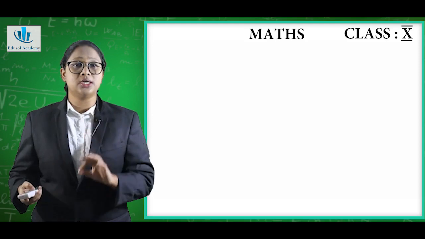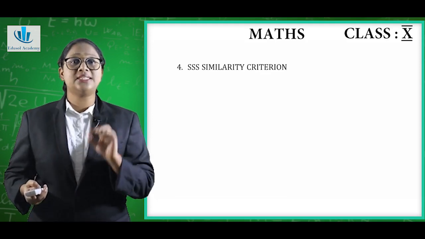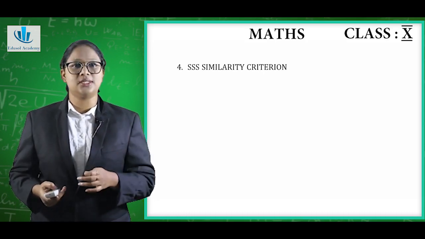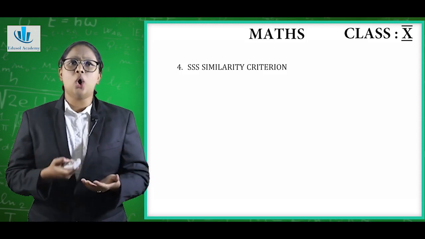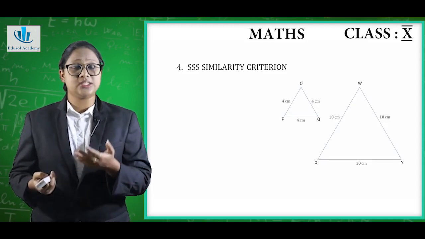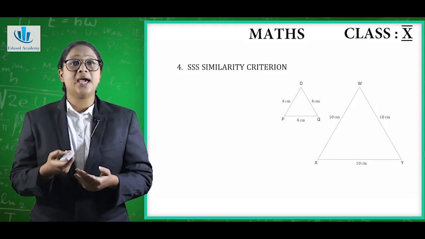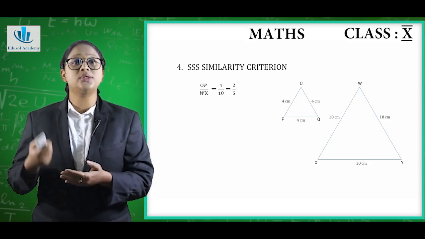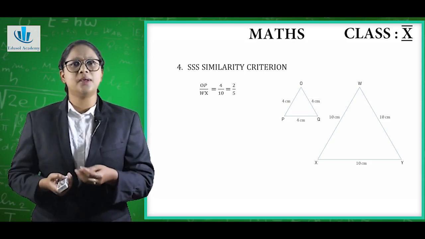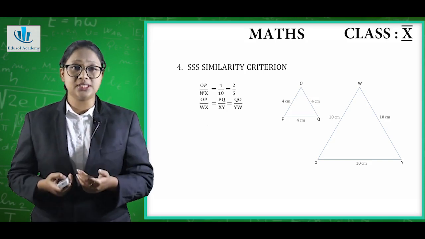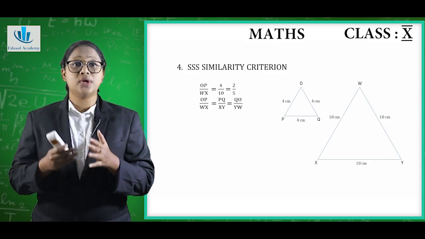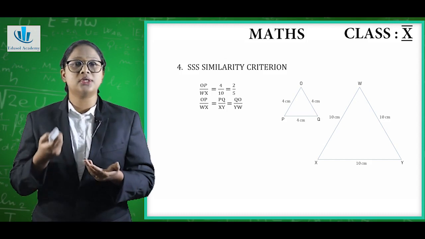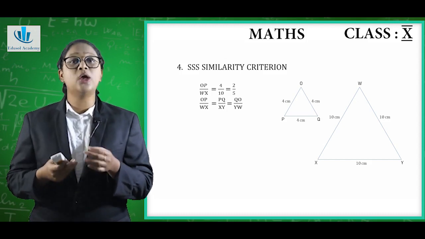Now moving on to the third criterion, that is the SSS similarity criterion or side similarity criterion. It's easy, as the name suggests, all the sides have to be proportionate. As you can see in the figure, OP by WX is equal to 4 by 10 or equivalently 2 by 5, and that is applicable for all the corresponding sides. So for all the sides, the ratio will be 2 by 5, and we don't have to care about whether the angles are equal. The angles will be equal by default.